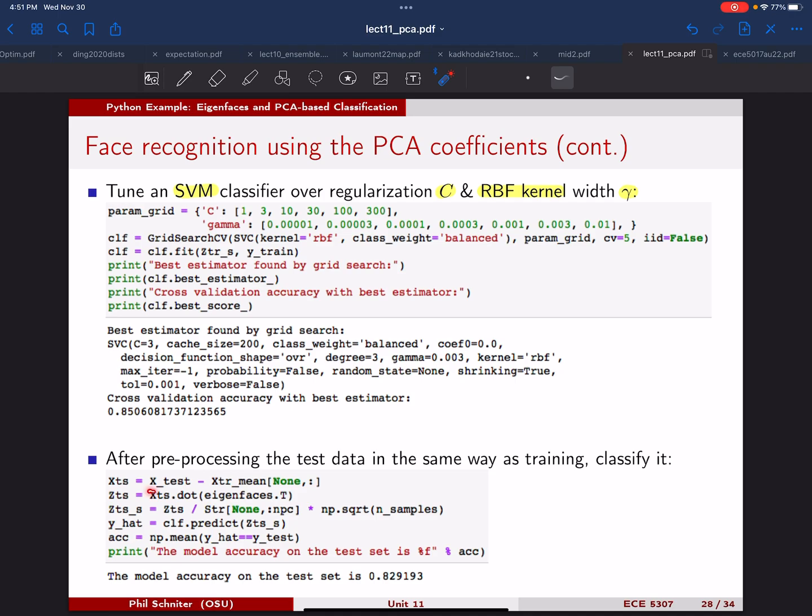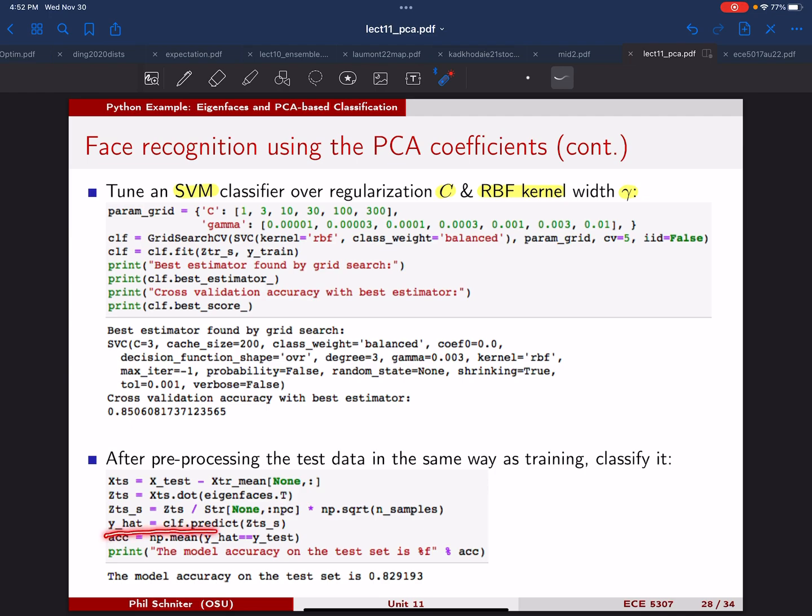So first, we take the test data. We have to subtract not the test data mean, but the training data mean from it to get our centered test data. Then we compress. We use exactly the same dictionary. We get our compressed test data, our features, and then we do, once again, the scaling using the same parameter found on the training data.